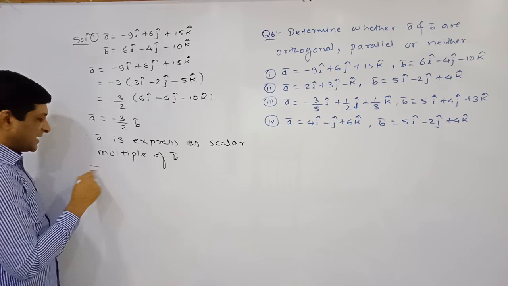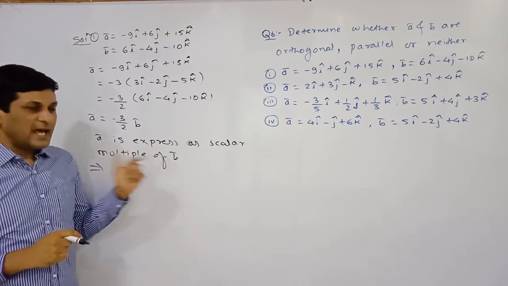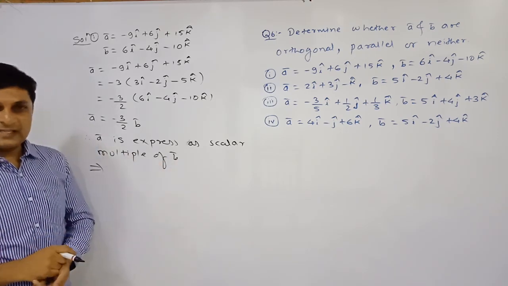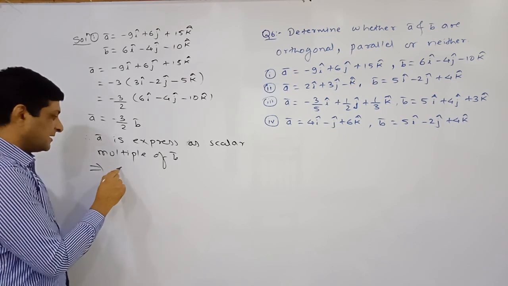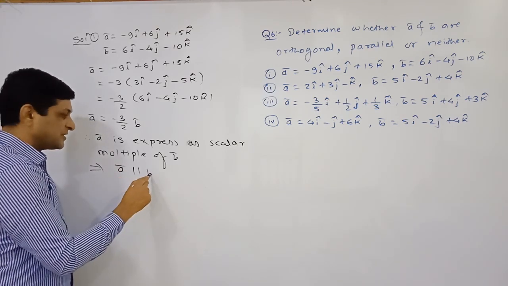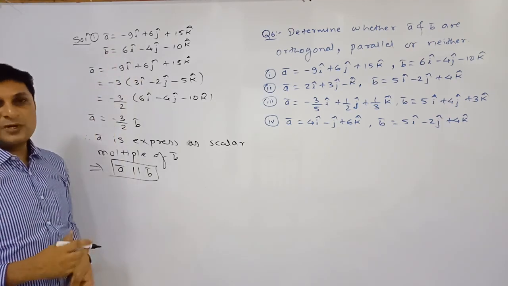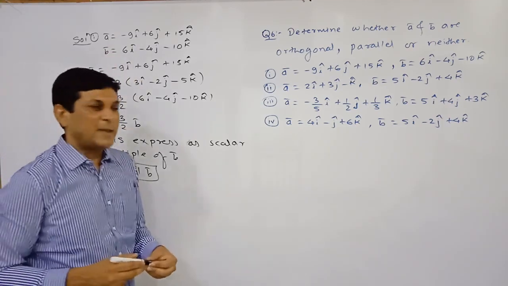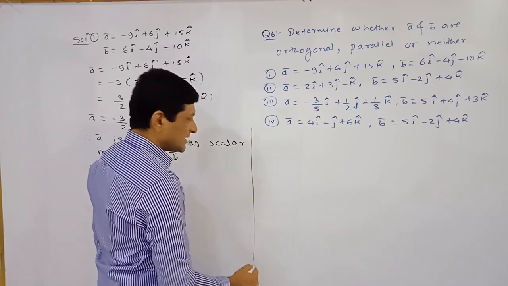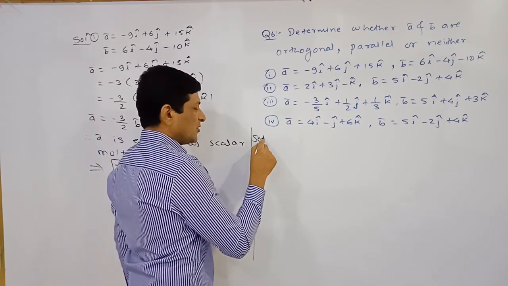And we know that if one vector is expressed as a scalar multiple of another vector, at that time the two vectors are what? Parallel. So this implies that A bar is parallel to B bar. So in this way, in the first example, we have shown that the given two vectors are parallel. Now let us try to solve the second example. Solution of the second example.